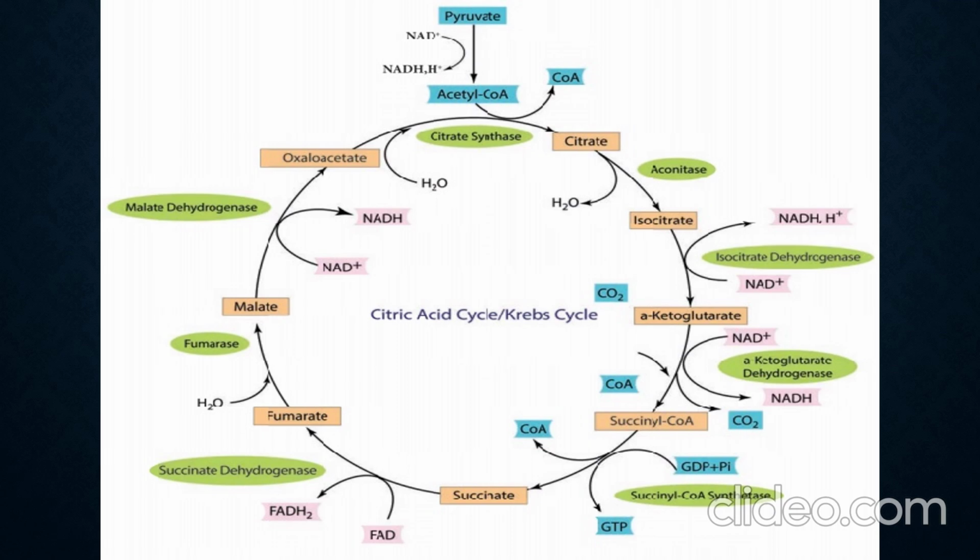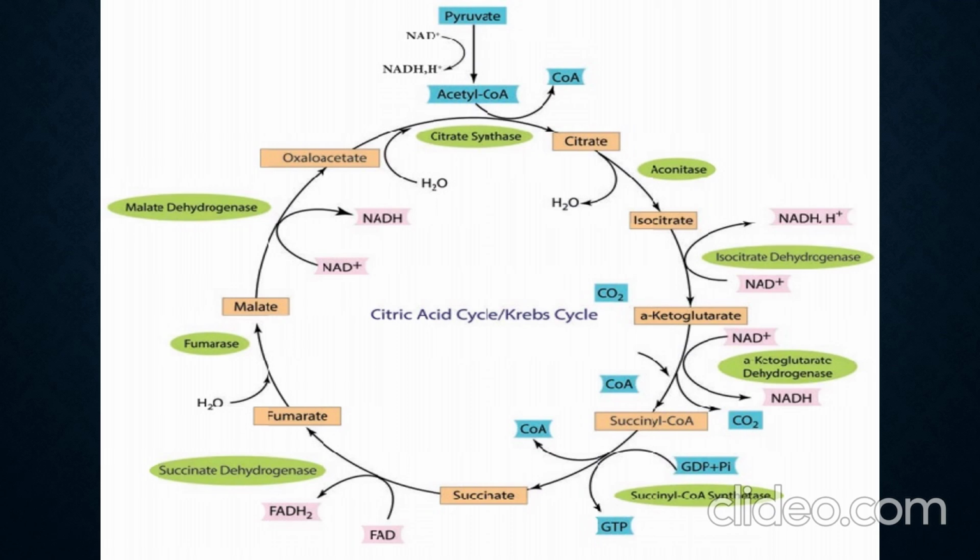The second step is formation of isocitrate. Citrate is isomerized to isocitrate by aconitase. This reaction is a two-step process. At first, one water molecule is removed from citrate, forming cis-aconitate. It is a transient compound with a very short half-life. Immediately, one water molecule is added to aconitate to form isocitrate. Thus, the position of the hydroxyl group is shifted.